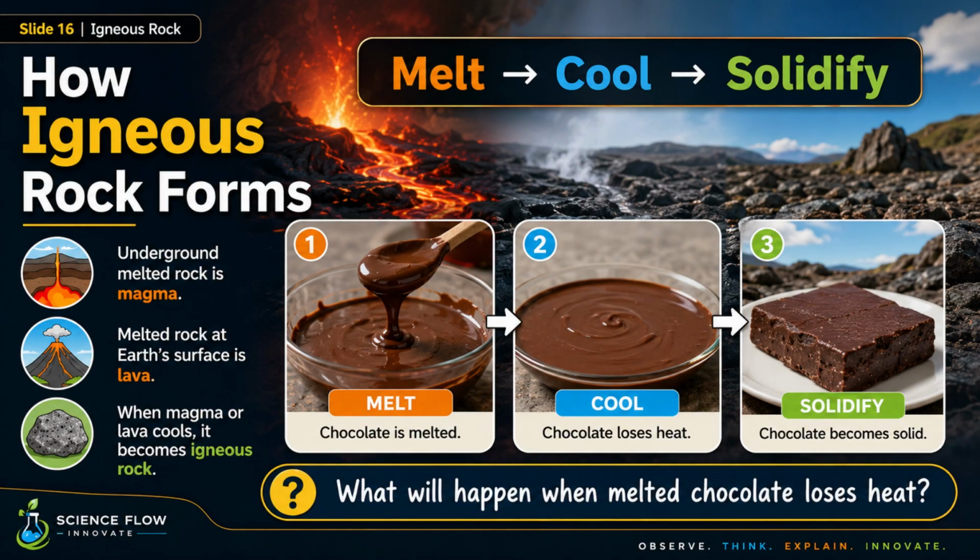Igneous rock begins with melted rock. Melted rock below Earth's surface is called magma. Melted rock at the surface is called lava. When magma or lava loses heat, it cools and solidifies. The solid material becomes igneous rock. Prediction question: what do you think will happen when melted chocolate loses heat?